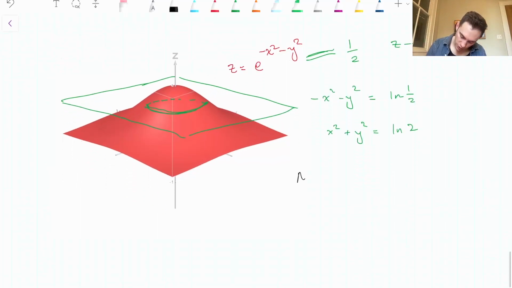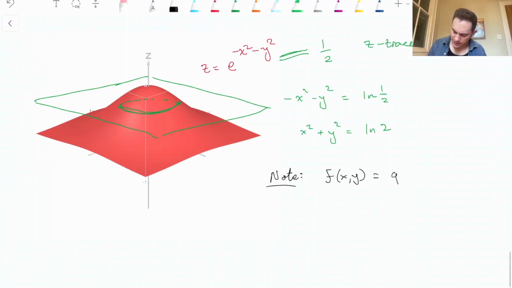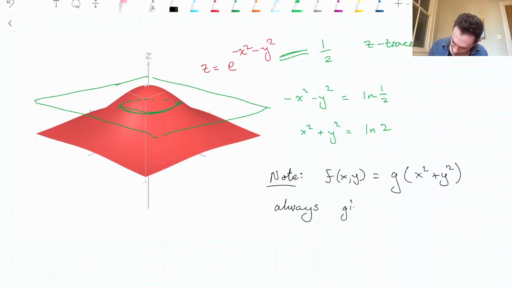So here's an important note: if you ever have a function of x and y, but that function really just looks like some functional form only ever on x squared plus y squared, then this always gives a surface with radial symmetry.